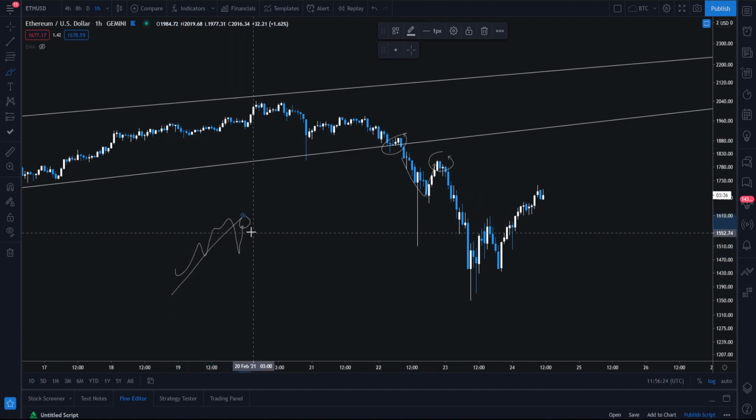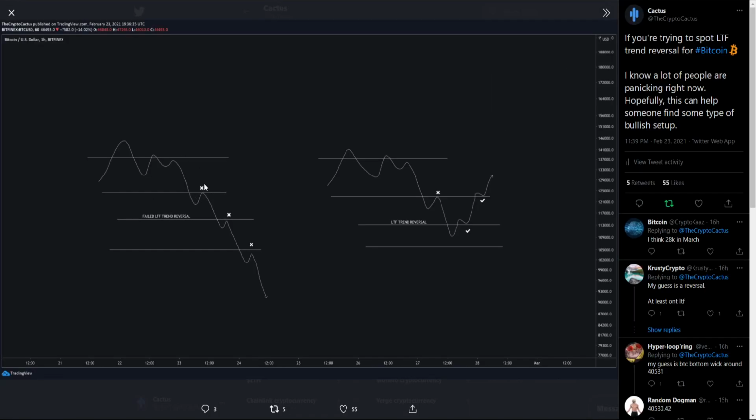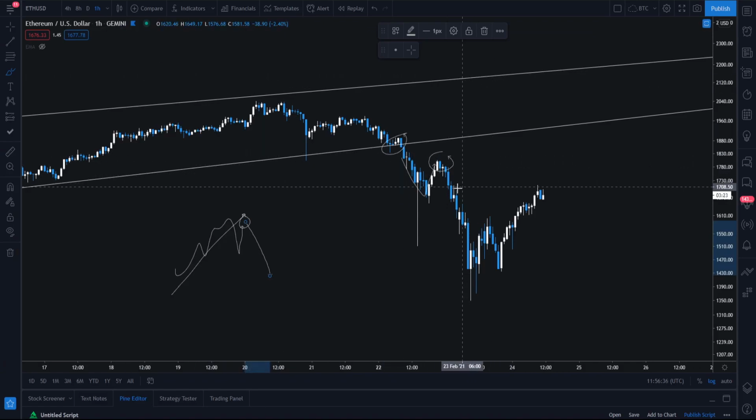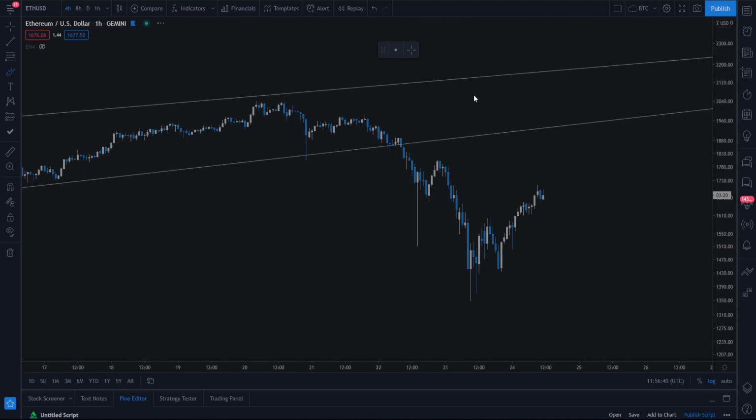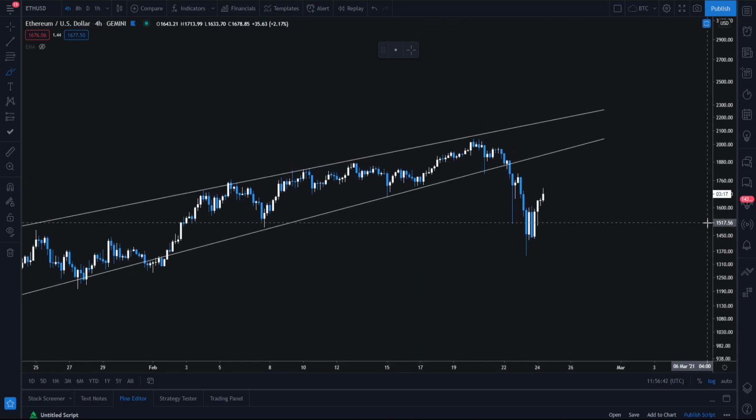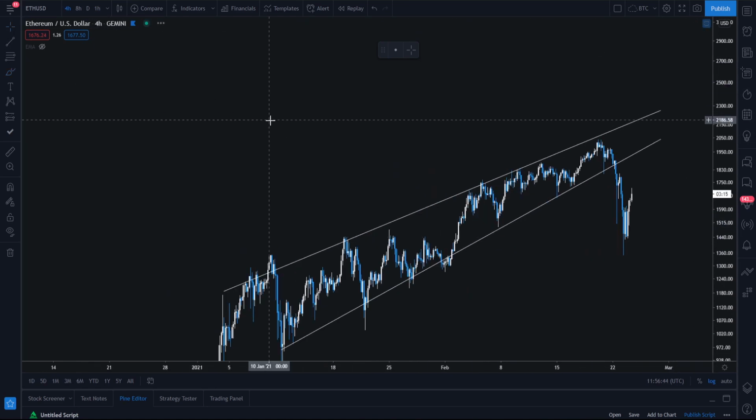This is now not support. It's now resistance, and then we can continue the downtrend formation. Pretty much the exact same as this. It's just standard support and resistance flips. So yeah, now we've continued this downtrend, and on a 4 hour, seems to be going okay.